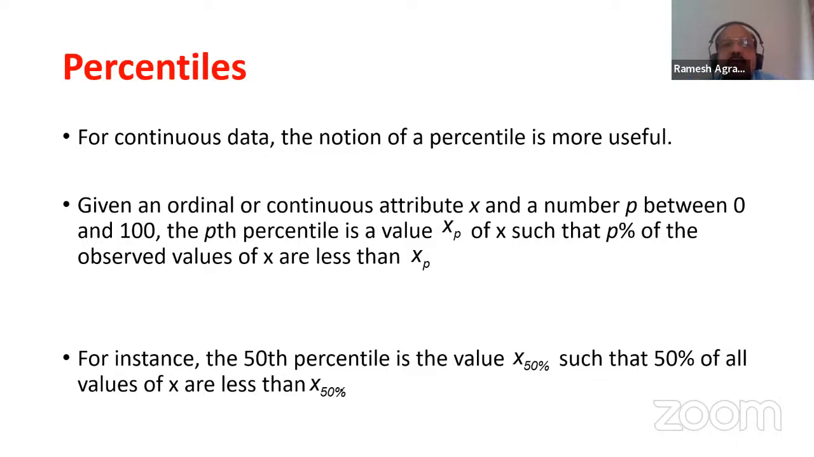So what you can do is arrange the values of the variable X in one particular order. Okay. And then if you say X50, what does this mean? It means that 50% of all values of X are less than X50.